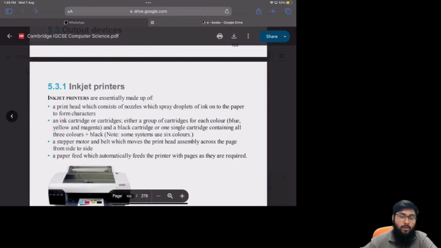Welcome to one more session for the hardware. This is the last session for the hardware, and then your topic for the hardware will be completed. So in this session, we will be discussing the printers.